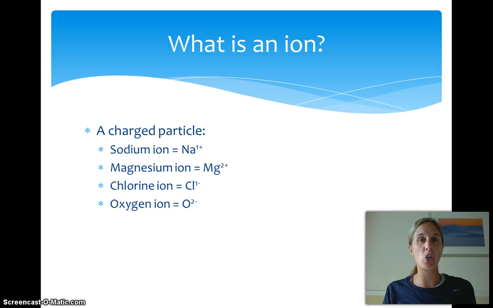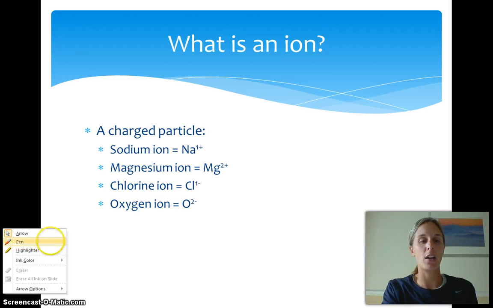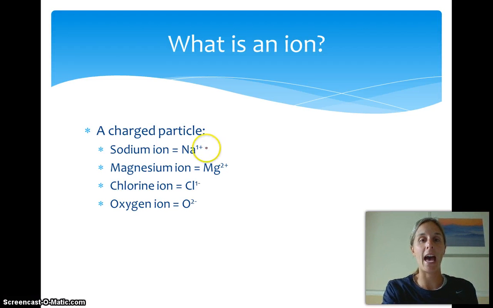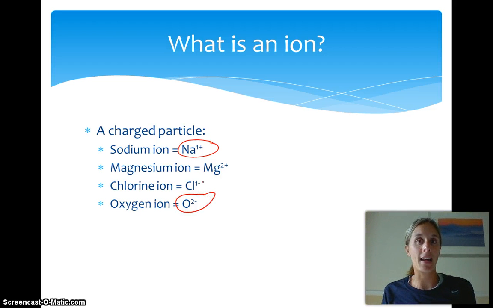Now, what does that word charged particle actually mean? If we look at the formula for an ion, a charged particle means it's either going to have a positive or a negative charge. So some examples of ions that we'll work with a lot in this class are sodium atoms, which make a +1 ion, magnesium, which makes a +2, chlorine, which makes a -1, and oxygen, which makes a -2. So we can see that we have both positive and negative ions.